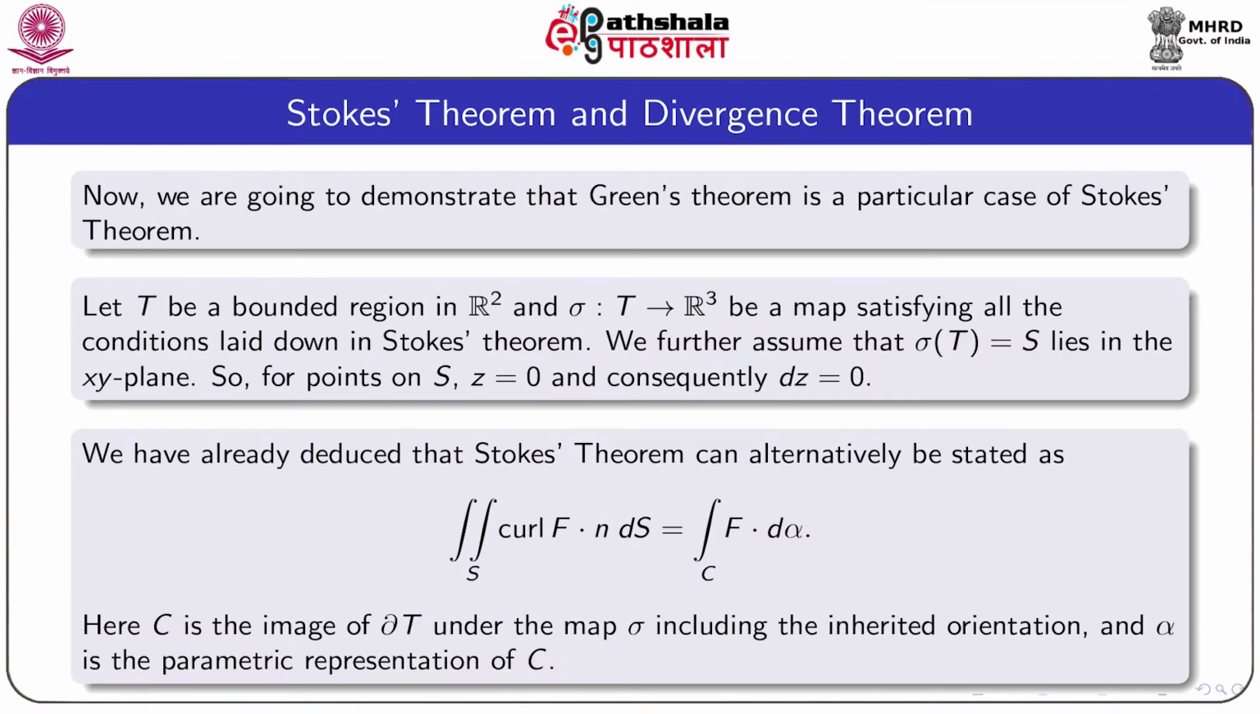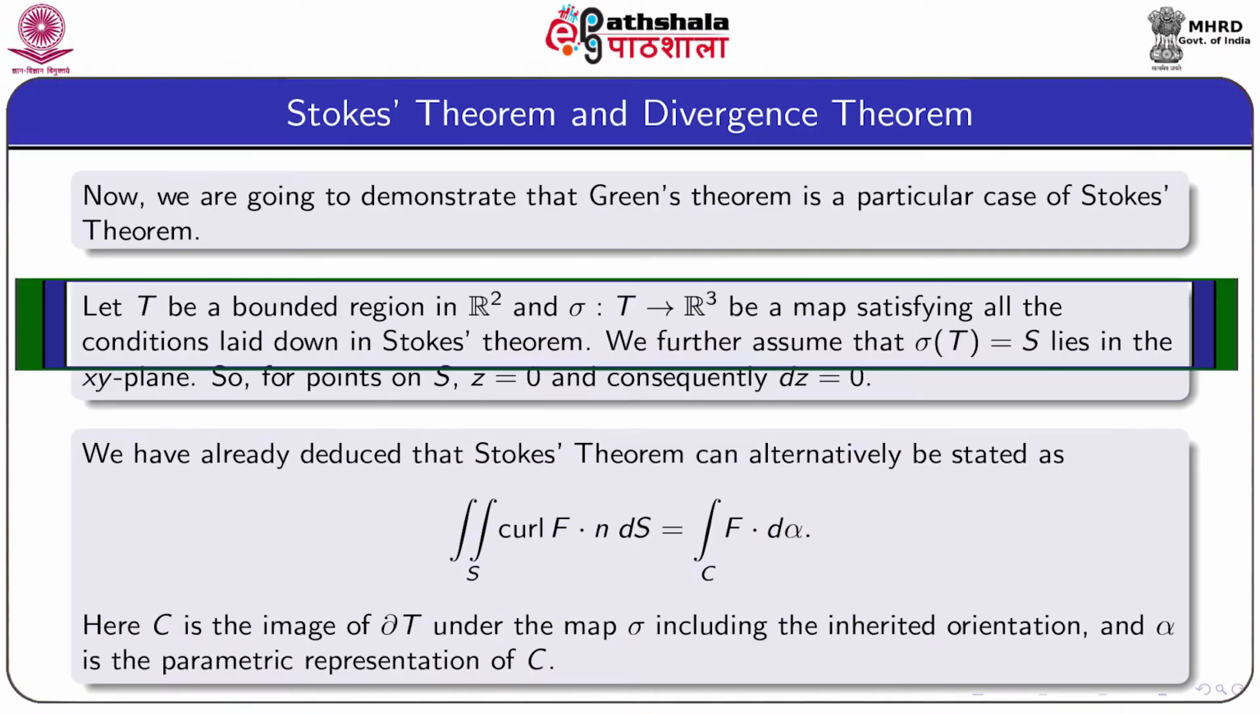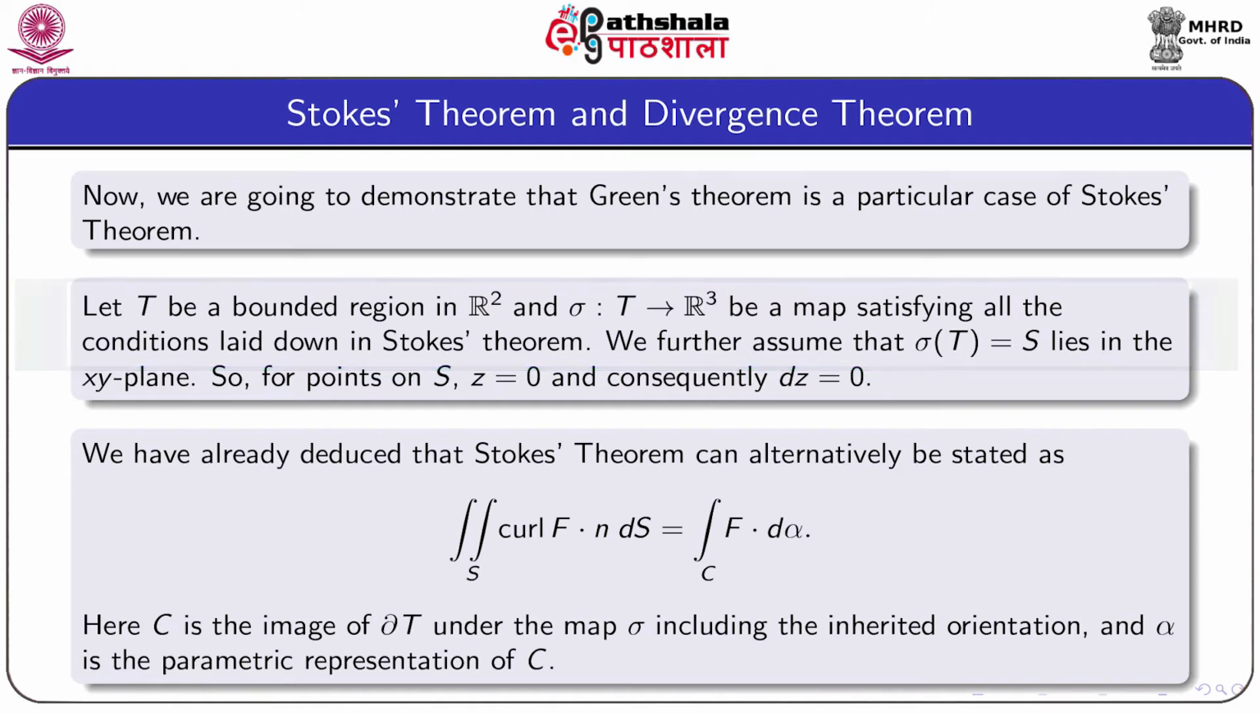In an earlier module, we studied Green's theorem. In this module, we became familiar with Stokes theorem. Now we are going to show that Green's theorem can be considered as a special case of Stokes theorem. Let T be a bounded region in R2 and sigma from T to R3 be a map satisfying all the conditions laid down in Stokes theorem. We further assume that sigma(T) equal to S lies in the xy plane. So, for points on S, the z coordinate is 0 and consequently dz is 0.